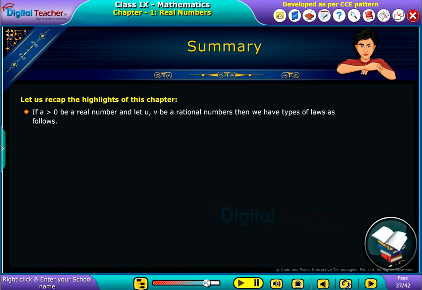If a greater than 0 is a real number and let u, v be irrational numbers, then we have the following laws. A power u into a power v is equal to a power u plus v. A power u whole power v is equal to a power uv. A power u by a power v is equal to a power u minus v. A power u into b power u is equal to ab whole power u. The uth root of a is equal to a power 1 by u.